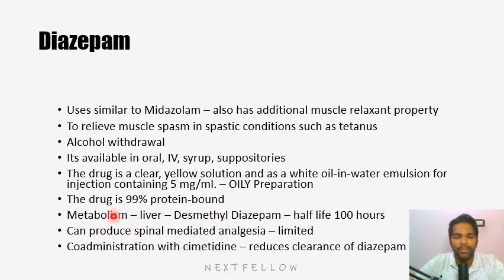This is very minimal, but still diazepam can cause a low-profile analgesia, acting at the spinal cord level, not at the central level. And when co-administered with cimetidine, which is an enzyme inhibitor, it reduces the clearance of diazepam.